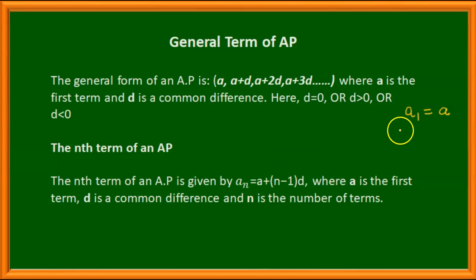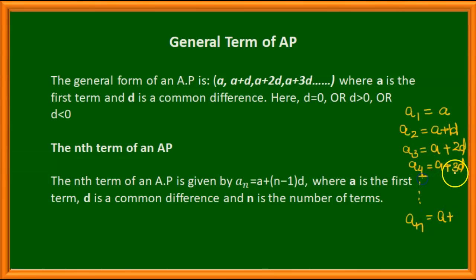If there are two terms, then how will you get the second term? If we add the common difference to the first term, a plus 1d. And a3, how will you get? a plus 2d. Yes, and a4 is a plus 3d, and so on. If there are n number of terms, then how will you get it? a plus, look here, if this is 4, this becomes 3, this is 3, this is 2. That means this is (n minus 1) into d. Correct?